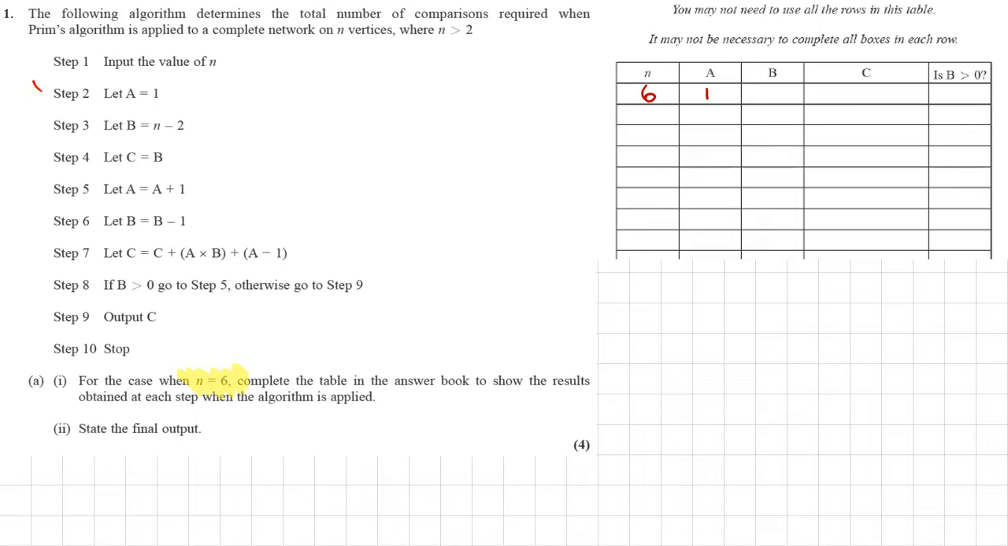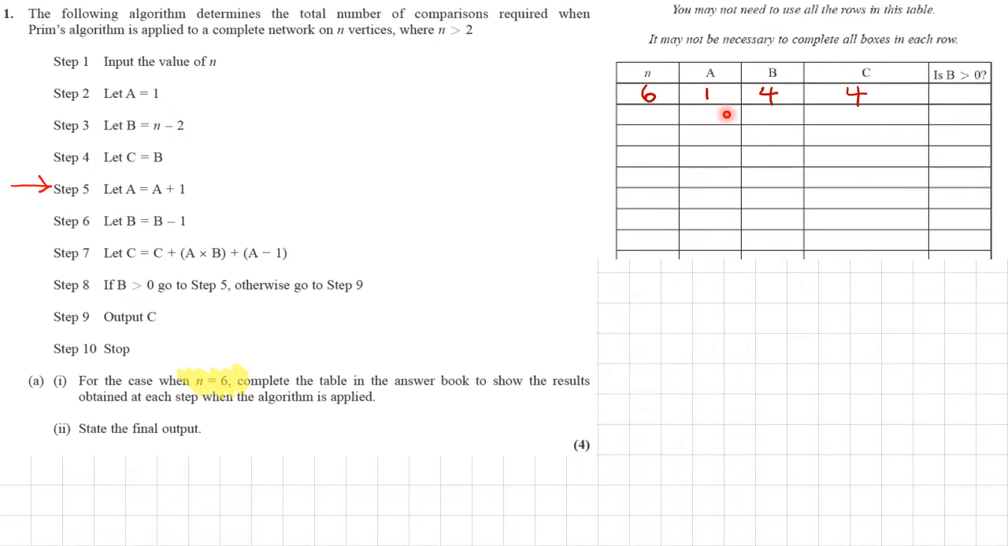Then we move on to step 3, and step 3 says let b equal n minus 2, so that will be 6 minus 2, so b is going to be 4. Then step number 4, that says let c equal b, so c is going to equal what b is, so that's going to be 4. Step number 5 says let a equal a plus 1.